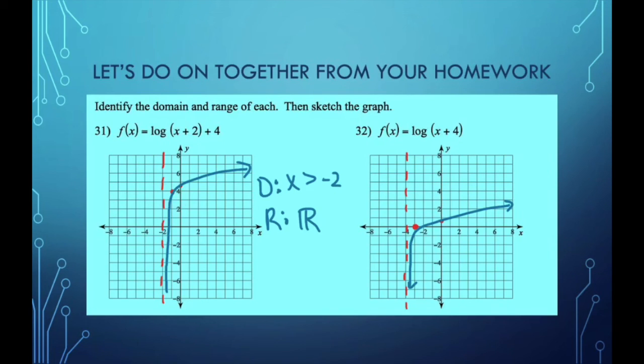Number 32, the domain, x is greater than negative 4, and the range, all real numbers. When we were doing domain and range last time, your range, by the way, was this number out here, and your domain was all real numbers. Now we're flipping it. It's all real numbers for the range, and it's the inside that's your asymptote, or your domain. Okay? All right, let's move on.